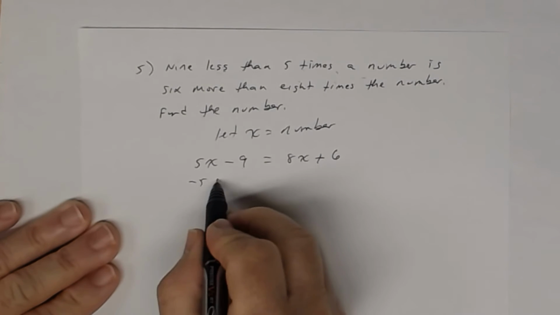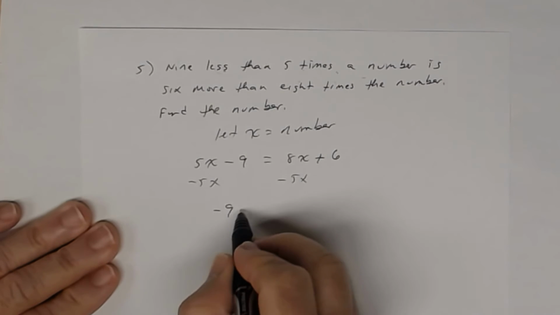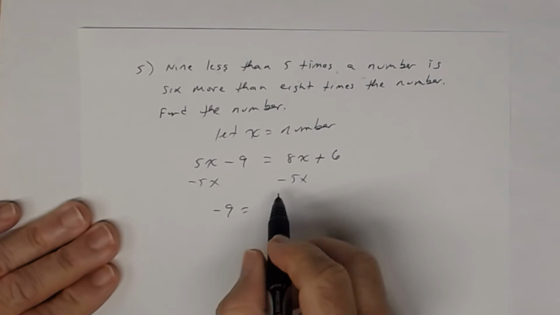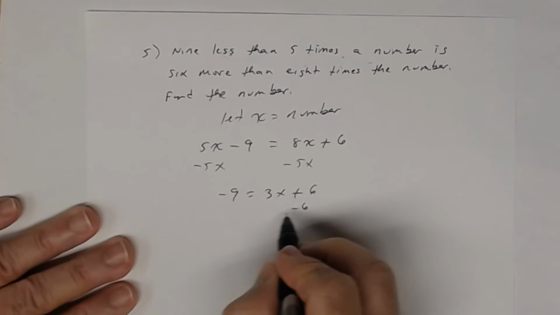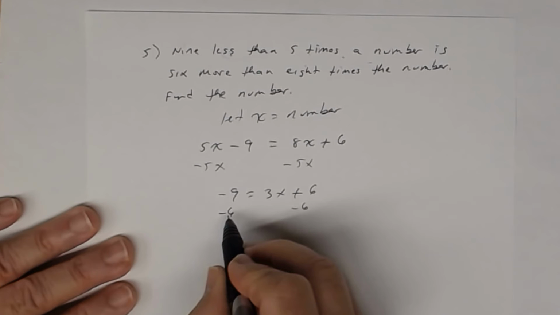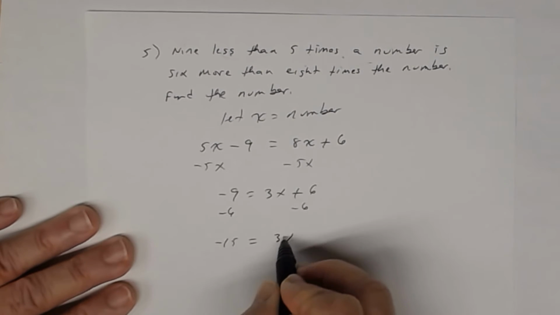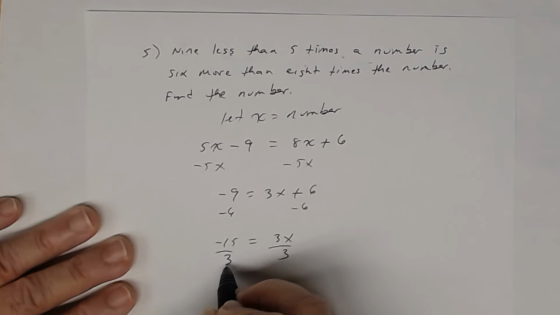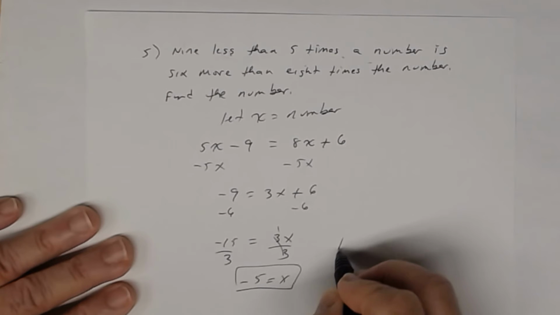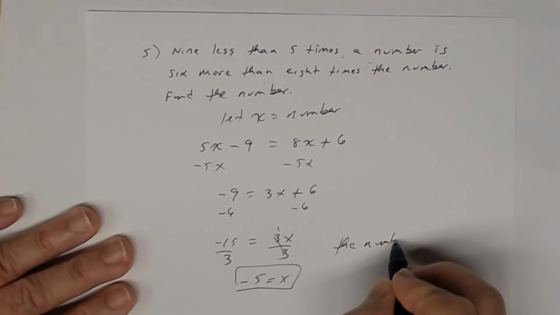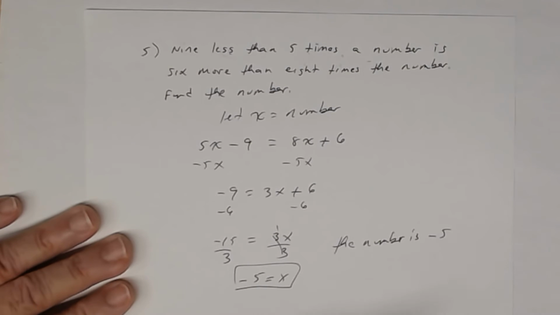So I'm going to subtract 5x from both sides, and I get 5x minus 5x is 0, so I get negative 9 equal 8x minus 5x is 3x plus 6, right? So now I'm going to subtract 6 from both sides. A negative 9 and a negative 6 is a negative 15 equals 3x. Divide both sides by 3. I get x to be negative 5. And so you would say the number is negative 5. Okay? So the number is negative 5.